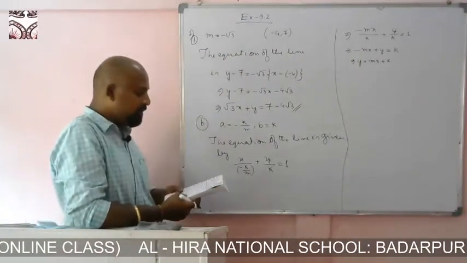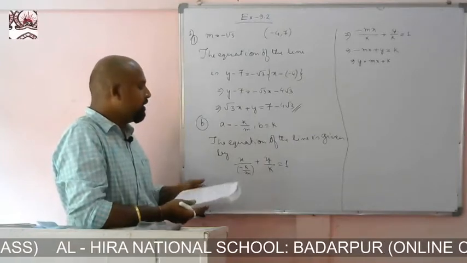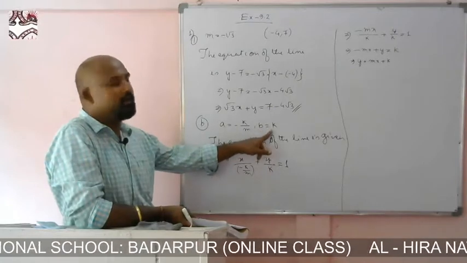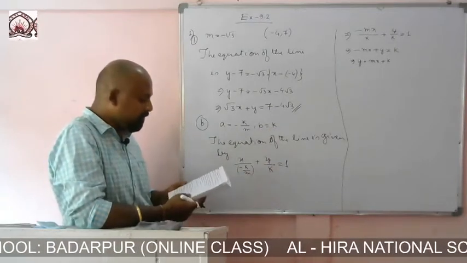This is the required equation, when the intercept is minus k by m, then b equals k. This is the required equation.